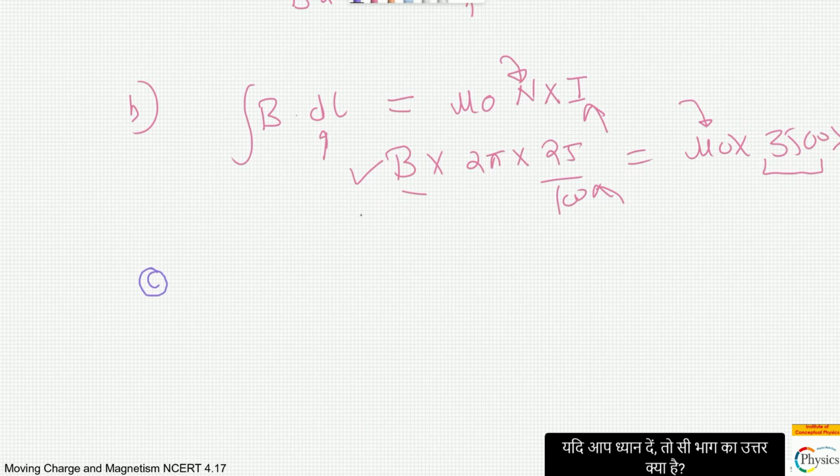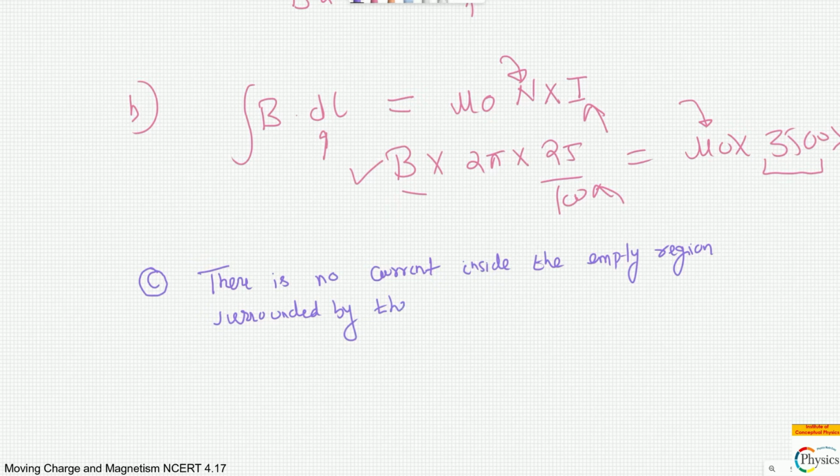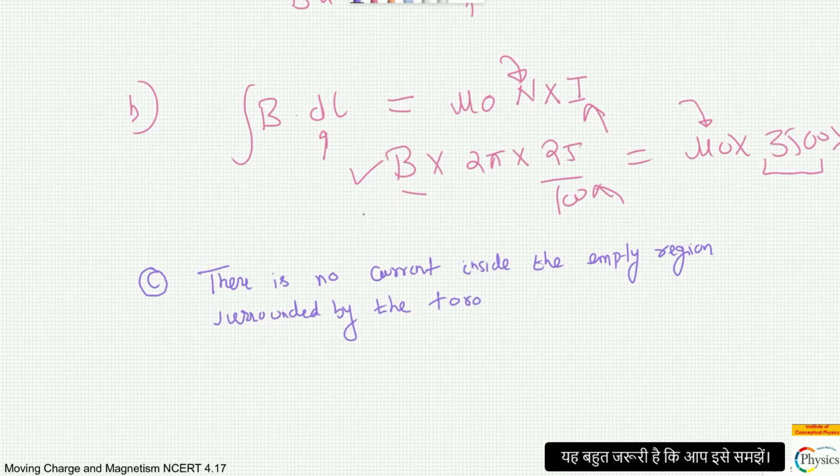The answer is that there is no current inside the empty region surrounded by the toroid. This is very important, that you understand this.